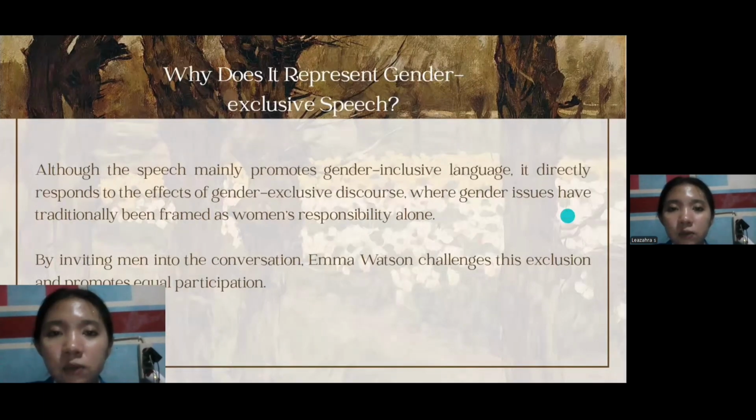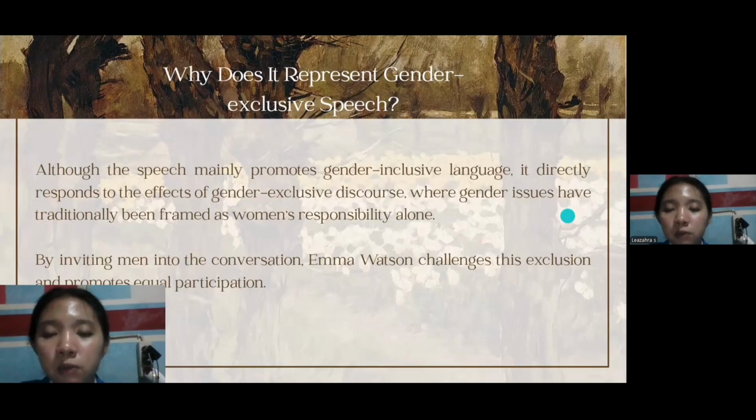Why does it represent gender-inclusive speech? Because although the speech mainly promotes gender-inclusive language, it directly responds to the effect of gender-exclusive discourse. Where gender issues have traditionally been framed as a woman's responsibility alone, by inviting men into the conversation, Emma Watson challenged this exclusion and promotes equal participation.